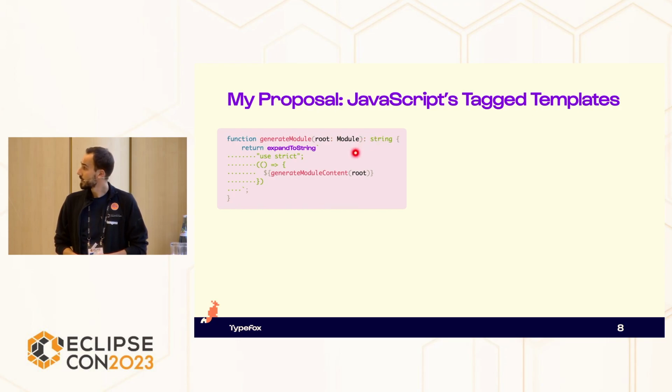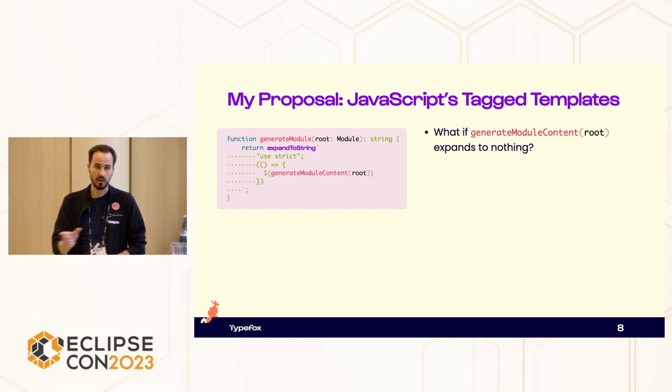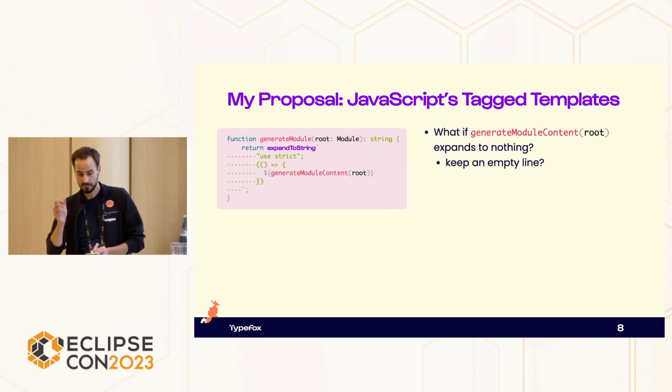Let's think about what happens if this substitution expression here evaluates or expands to nothing, because there is nothing to be generated. Do we want to, for instance, keep this additional line break in here that does not belong to the substitution value and that would cause an empty line? Do we want to keep that one? What about this indentation in here? Do we want to keep that even if nothing is following?